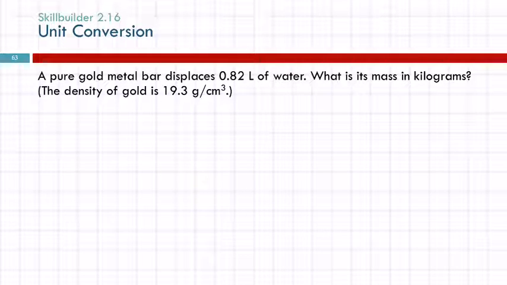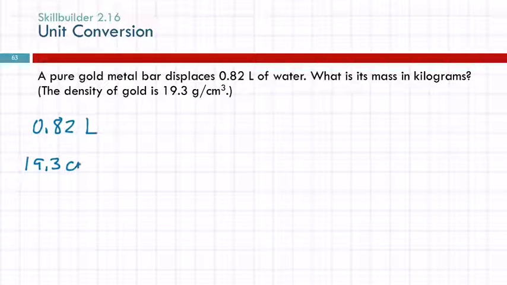A pure gold bar displaces 0.82 liters of water. What is its mass in kilograms? Here's the density of gold. Well, let's take these numbers and write them down. 0.82 liters, and I've got 19.3 grams per cubic centimeter. What do I want to find? Mass in kilograms.